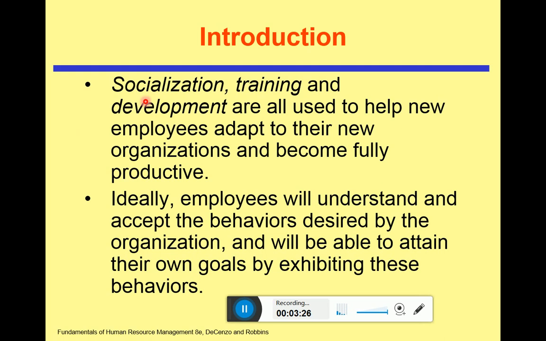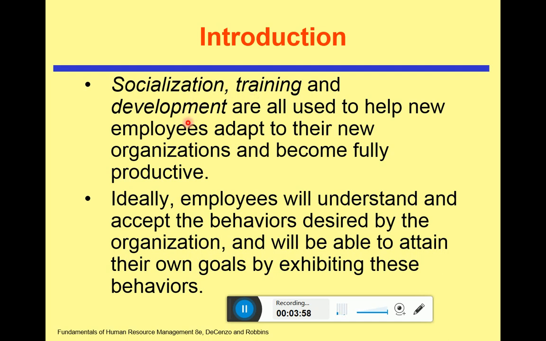It simply says that socialization, training and development are all used to help new employees adapt to their new organizations and become fully productive. There are three concepts mentioned: one is socialization, one is training, and another is development. Remember one thing, that socialization, training and development, all these three concepts are basically learning concepts.